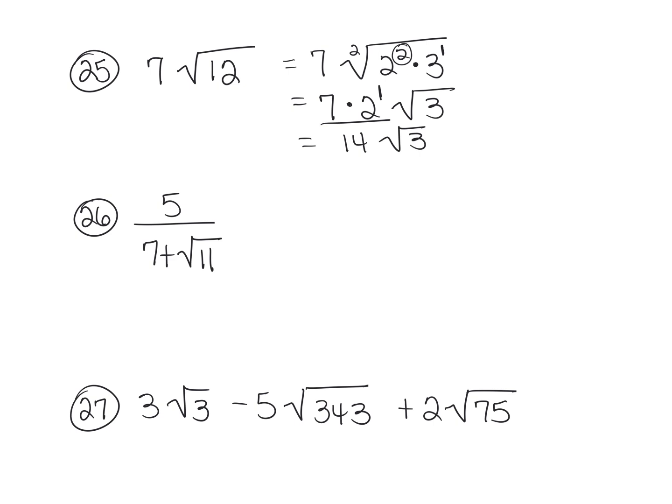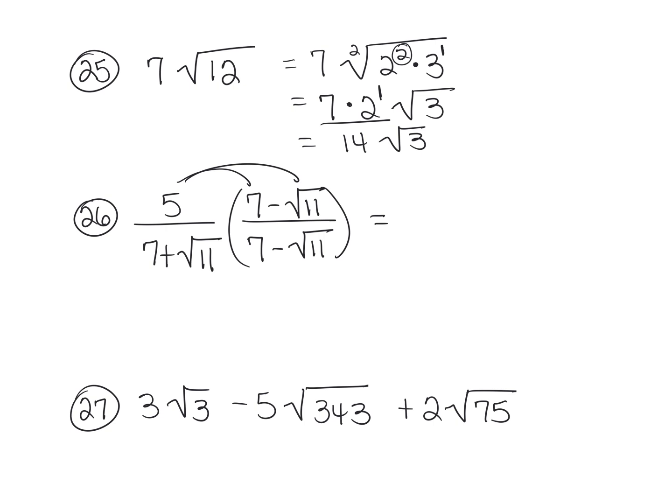26, we know that we need to make sure that we don't have a radical in the denominator. Because there are two terms, you have to multiply by the conjugate. So my conjugate for this is 7 minus the square root of 11. So I have to multiply top and bottom. In the top, I'm just going to distribute. I have 35 minus 5 square roots of 11.